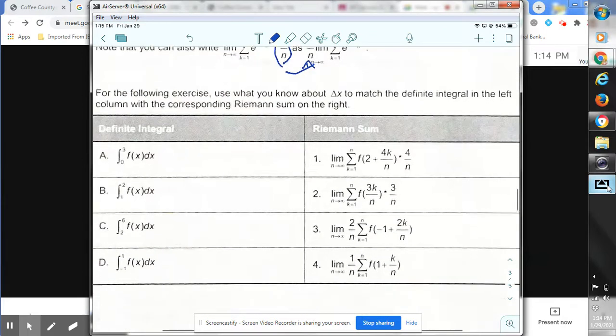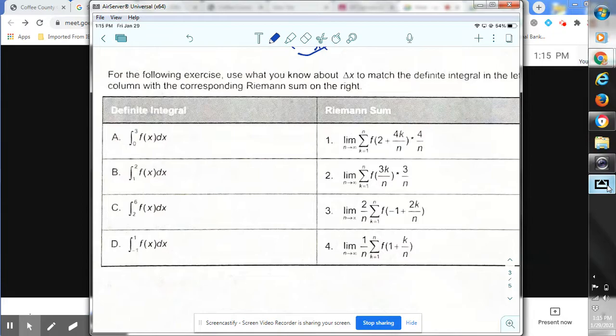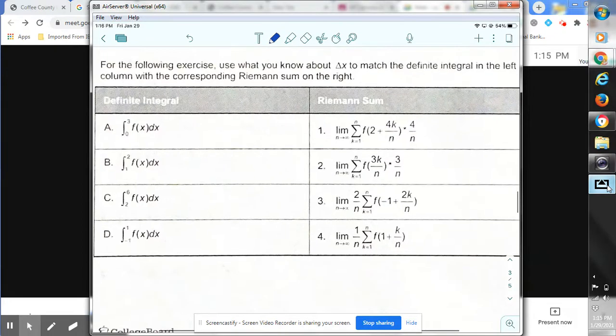Okay, so I'm going to do one of these with you, and then I'll let you all finish it. For the following exercise, use what you know about delta x to match the definite integral in the left column with the corresponding Riemann sum in the right column. All right, so we're going to do D. A is -1, B is 1, delta x is 1 minus negative 1 over n, or 2 over n. So we're looking for the one that has that as delta x. It could be at the front of the sigma, or in front of the limit, or at the very end. So that's definitely D.